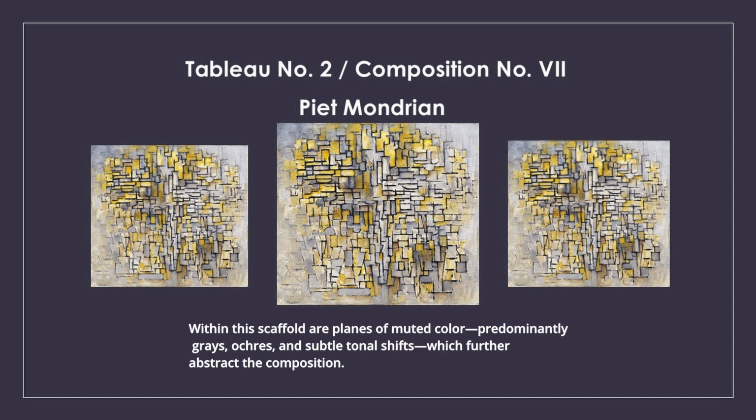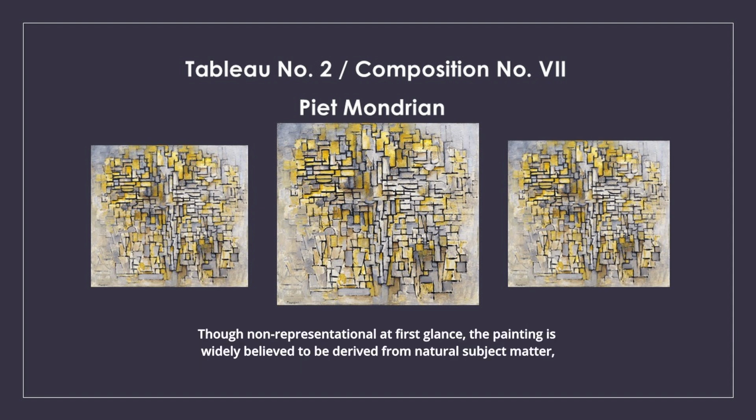Within this scaffold are planes of muted color, predominantly grays, ochres, and subtle tonal shifts, which further abstract the composition. Though non-representational at first glance, the painting is widely believed to be derived from natural subject matter, likely a tree, a motif Mondrian had been exploring and gradually abstracting in the years leading up to this work.